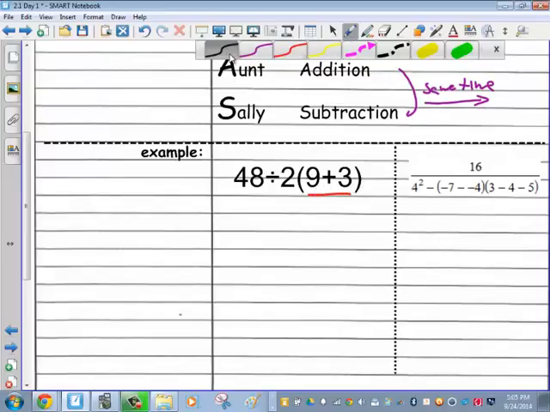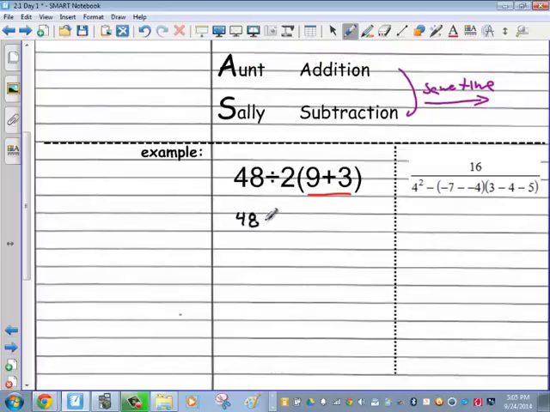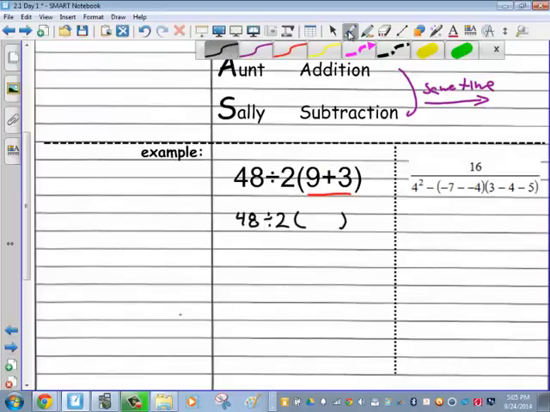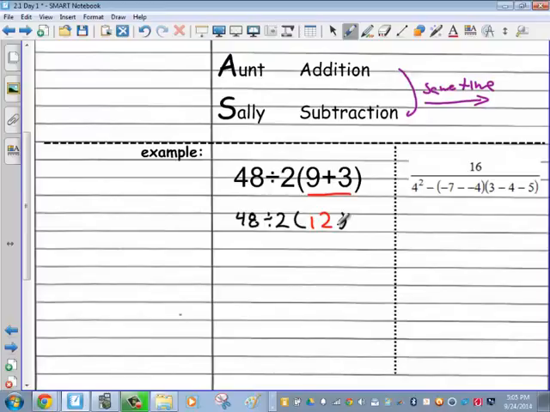So with that in mind, I got 48 divided by 2 times 9 plus 3, that is 12. Okay, so please excuse my dear Aunt Sally. So parentheses done. Yes, there's parentheses here, but there's nothing really left to do in them. Really what we're doing is 2 times 12.